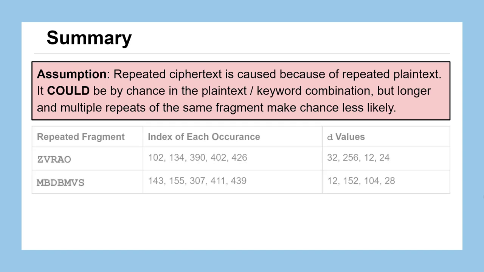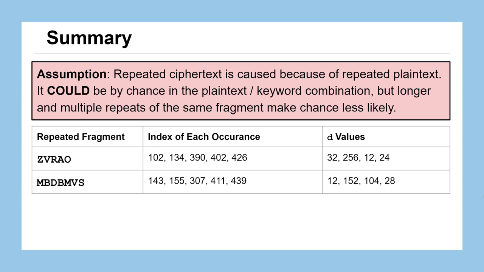All right, so let's take a look. We've organized these indices. So there's our 10 indices, 5 for the first fragment, 5 for the second. And then there's the corresponding values of their differences, which we called the values for D. So those differences are 32, 256, 12, 24, and then 12, 152, 104, and 28. Now remember, the value N, the length of the keyword, must divide all of those. And we have a nice handy algorithm that helps us find divisors, and in fact a very specific divisor, the greatest common divisor, which is actually really handy.